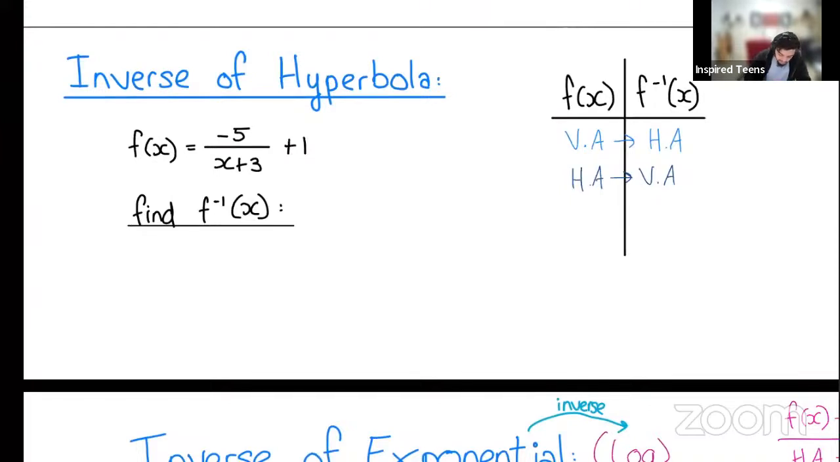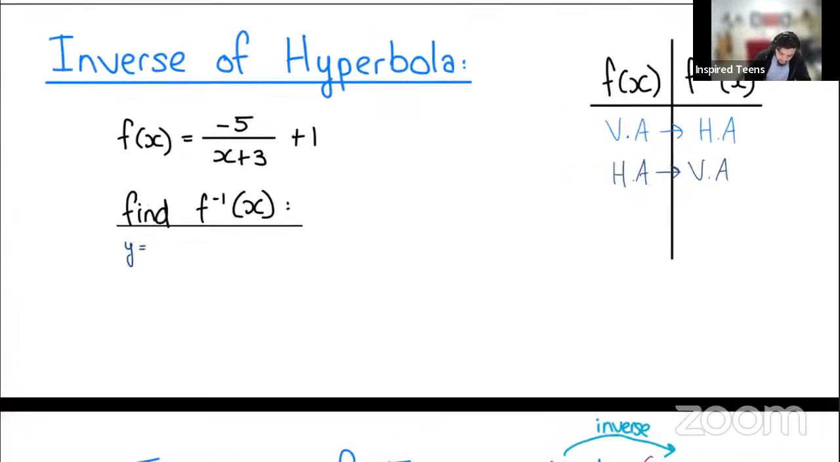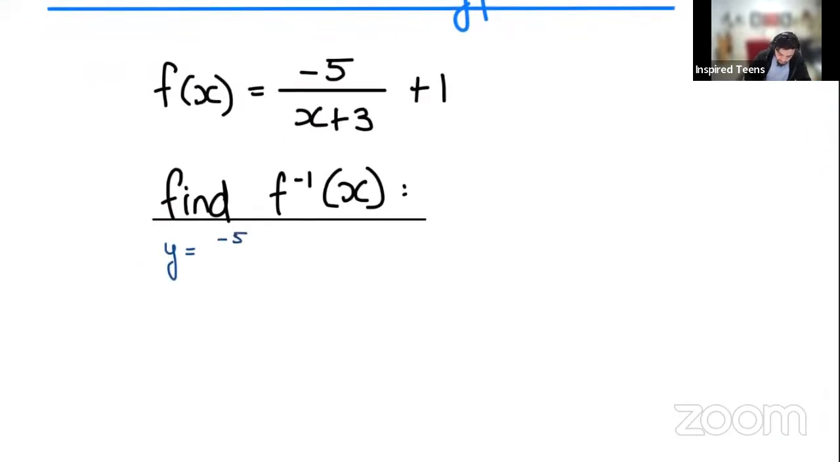I'm going to write it in standard form. I'm going to have y is equal to negative 5 over x plus 3, plus 1. Now, wherever I have x, I'm going to write y, and whenever I have y, I'm going to write x. And then I'm going to try and leave y alone.